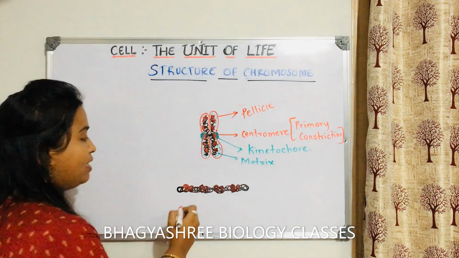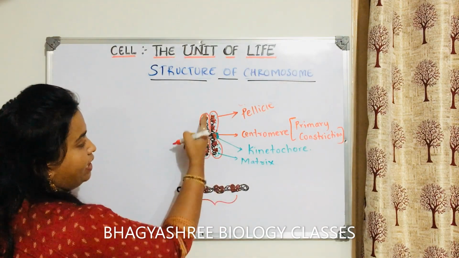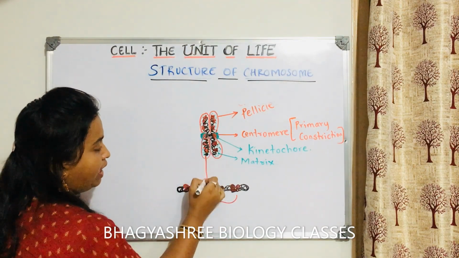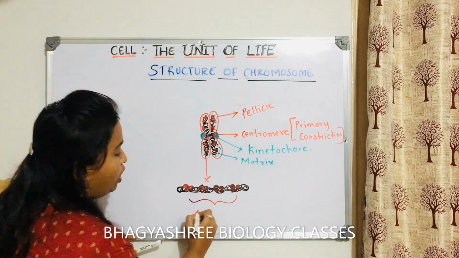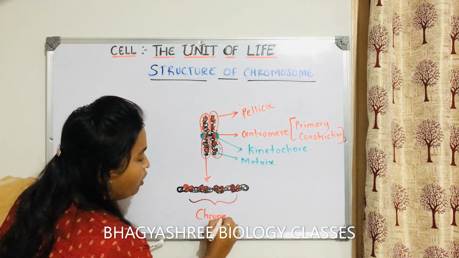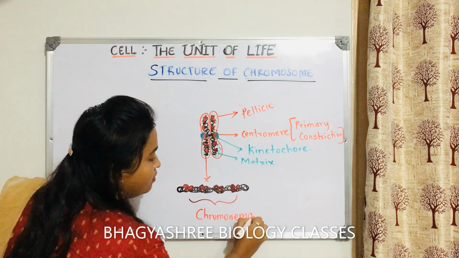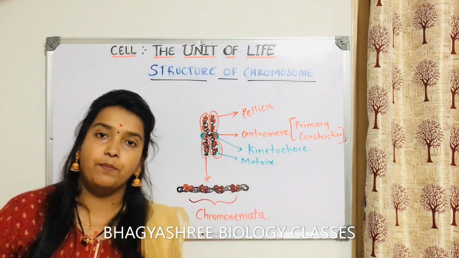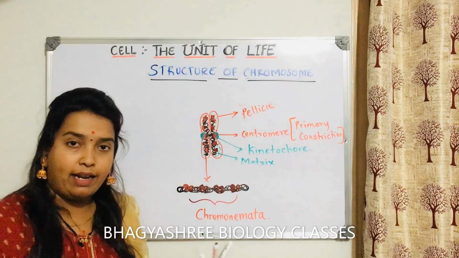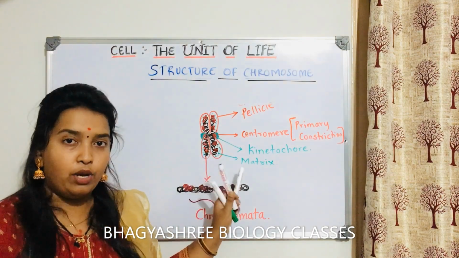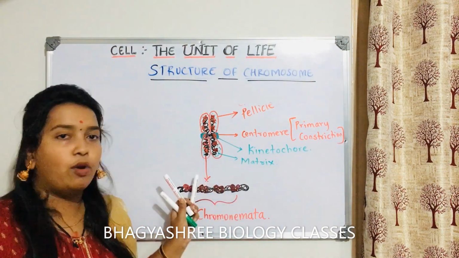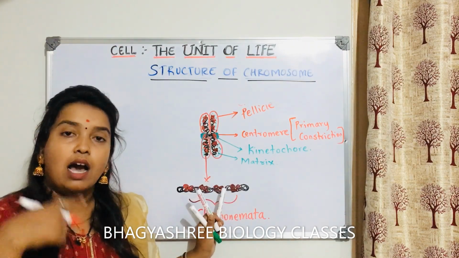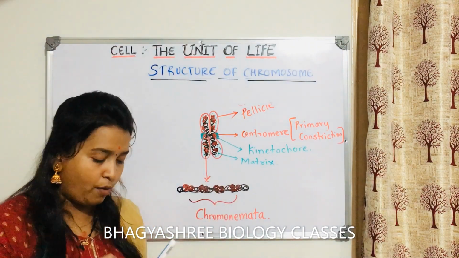And now we call this, which is present here, the same thing I am showing here. Now this is called what? We call it chromonemata. Singular is chromonemata. How many are there here? Are you able to see two here? One chromonemata in one chromatid, another chromonemata in another chromatid.